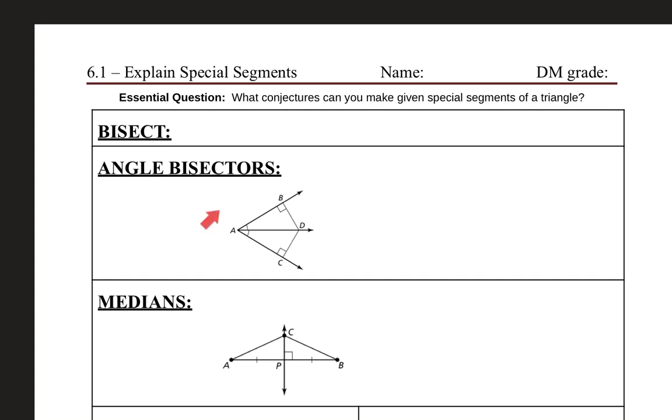Okay, welcome back, kiddos. Now we are starting Unit 6. So we're going to start with what we call special segments. So we have some special segments inside some triangles. So the first thing that we're going to talk about are some vocabulary words.